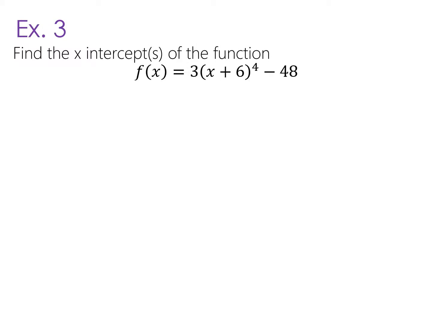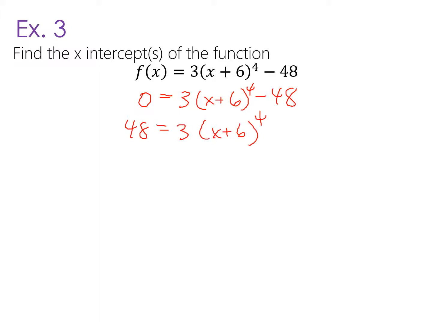Example number 3, find the x-intercepts. If we are finding the x-intercepts, what do we know y is, or what do we know f of x is? It's 0. So 0 equals 3 times (x plus 6) to the power 4 minus 48. Step number 1, bring the negative 48 over, becomes positive 48. Divide both sides by 3. 48 divided by 3, 16.